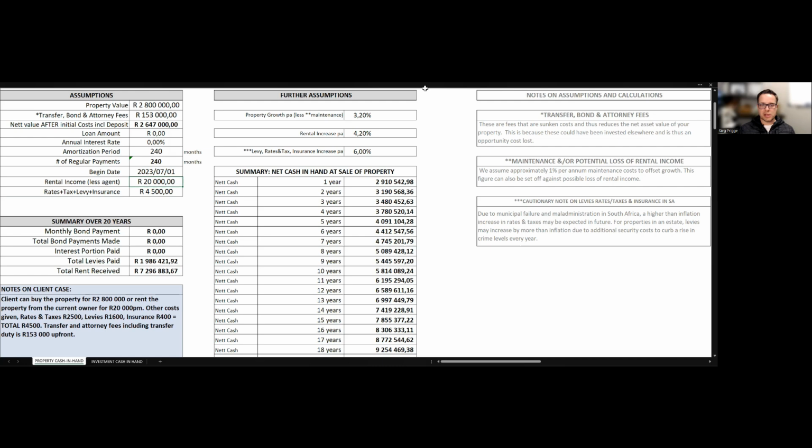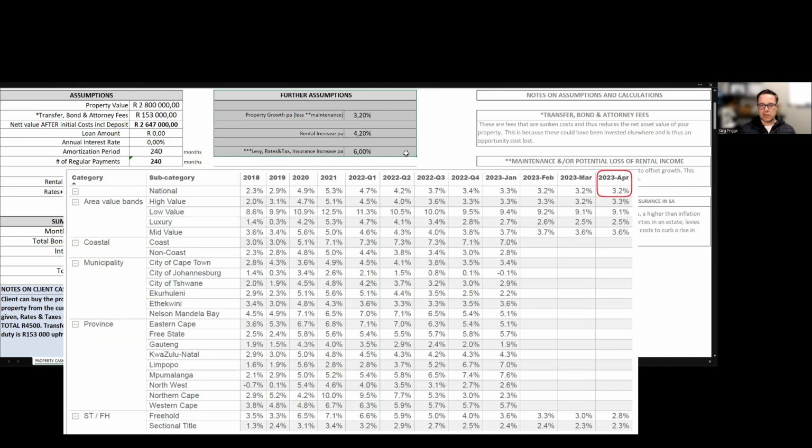Right, let's look at the assumptions. These assumptions are well researched. In other words, these are assumptions that are currently in the market. Property growth rate per annum, 3.2%. And that's according to Lightstone, the Lightstone report. Lightstone is a company that provides property statistics or property growth rates in South Africa. And that's a national average.